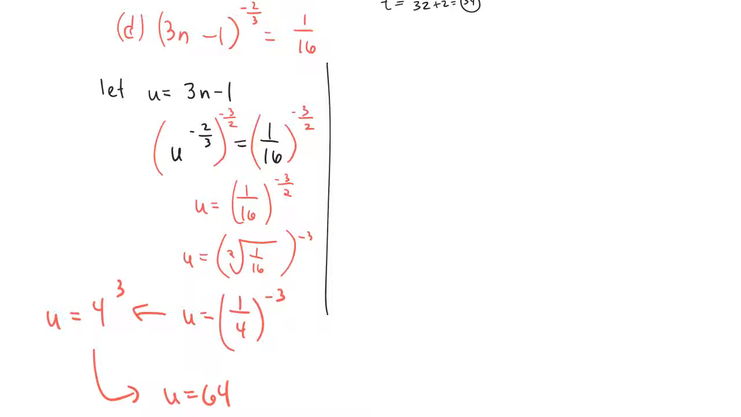Am I done? No, you just put the 64 back into the... Yeah, go back to your let statement and plug 64 in for u. Go ahead, take 64 here, plug it in for u right there. You'll get an n value in this problem. You get an n value of 65 divided by 3.